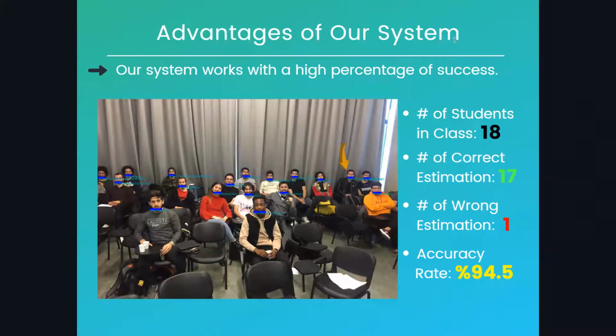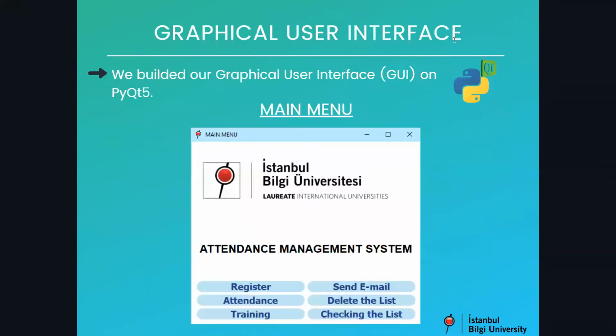In this experiment, we had 1 or 2 photos for each student. If we have 10 images or more for each student, the system will not make the mistake. Now I want to talk about our graphical user interface.